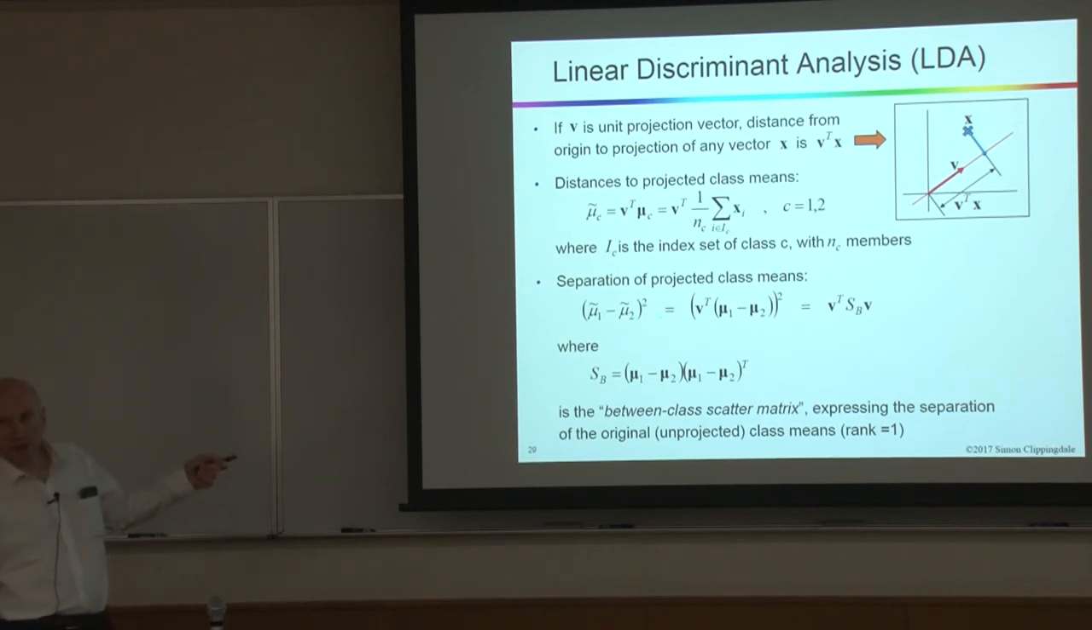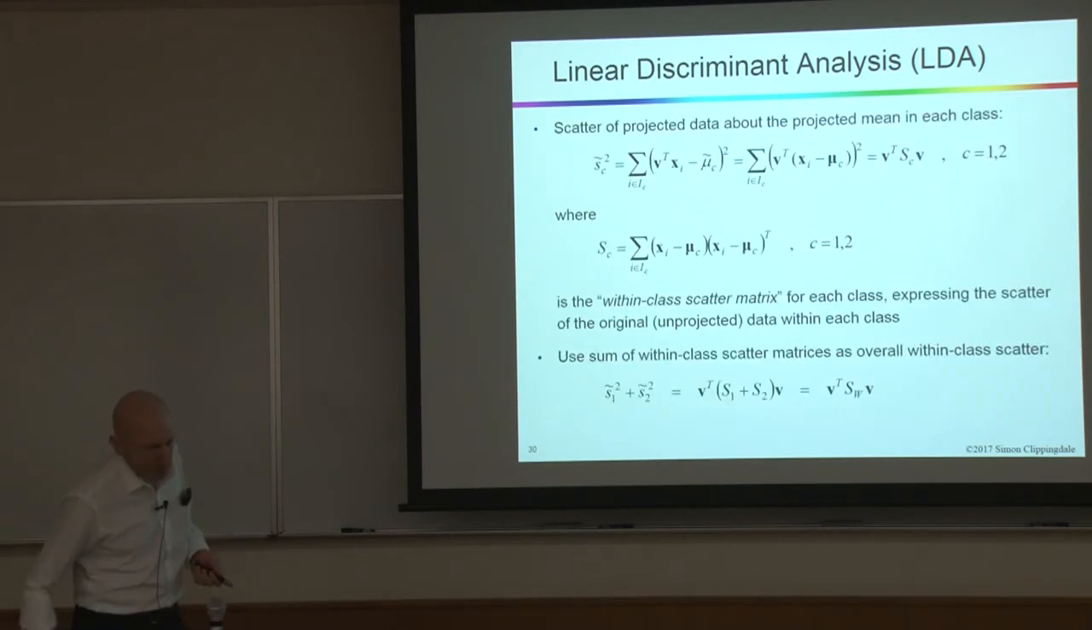This is the squared distance between the projected class means. It turns out to be this thing here. So this is effectively a quadratic product, where this matrix in the middle is the so-called between class scatter matrix. And that expresses how close together the two means are. Relative to that, we need to know the scatter within each class, which is expressed by this other scatter matrix here. And that expresses the variance of the projected data within each class.